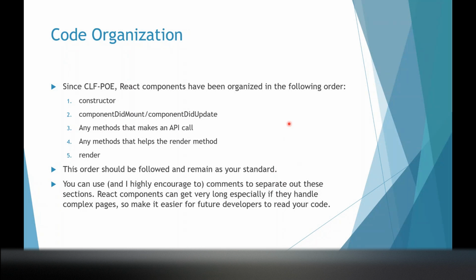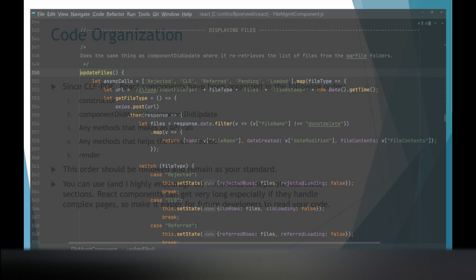You should try to follow the same order and make it your standard just so that everyone can stay consistent. This mainly applies to components, but to some extent it can also apply to hooks, but we can go over that in the next session. And you can use comments like I mentioned before, because they can get very long. As you saw with the file management component, there's a lot of grids that it's handling.